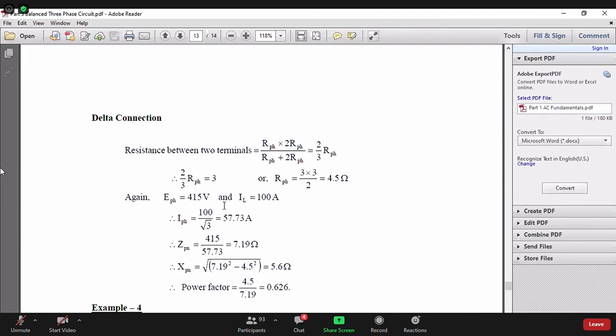It is delta, therefore phase voltage is equal to line voltage. So 415 volt. Now line current is stated to be 100 ampere. So phase current is line current by root 3. So this is the phase current. So phase impedance is phase voltage by phase current. So it is 7.19. So again, reactance is root over Z square minus R square. And power factor is 0.626. Why? Because the impedance is not changing.